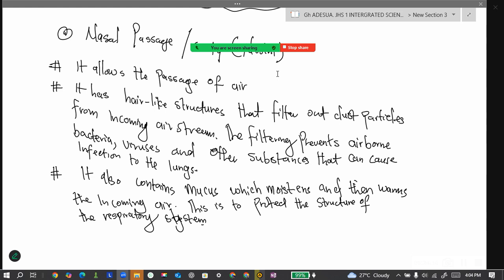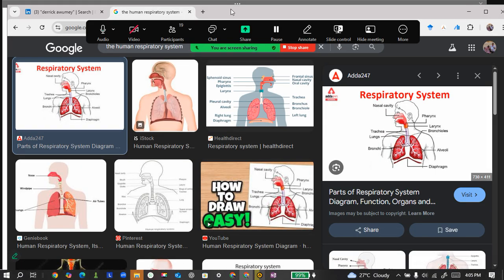It has a hair-like structure, right? That filters out particles. Now let me see if I can get an image of the nose that contains hair for you to visualize what I'm talking about.